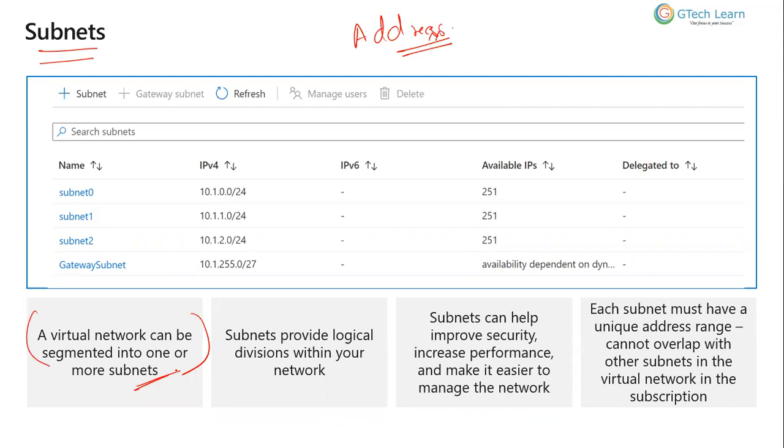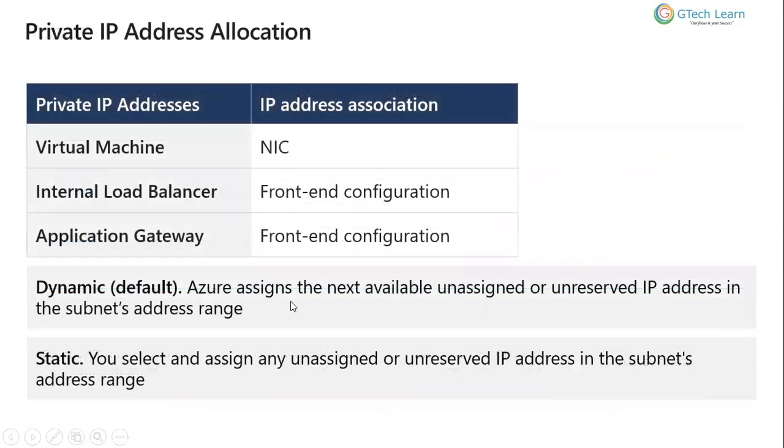The most important thing is that each subnet must have a unique address range, and it cannot overlap with another subnet in the virtual network or in the subscription. Now, moving ahead and talking about the private IP address allocation.